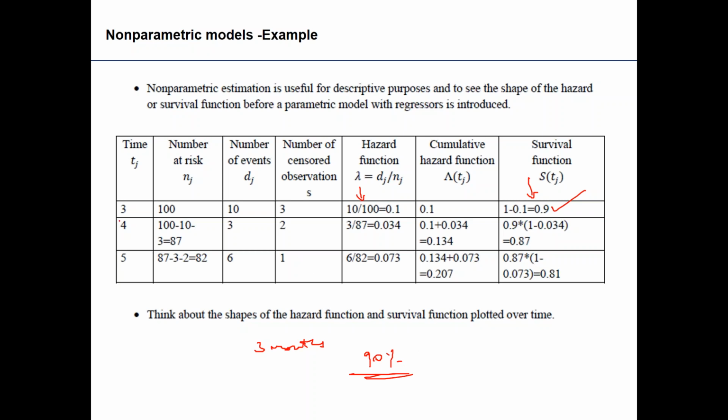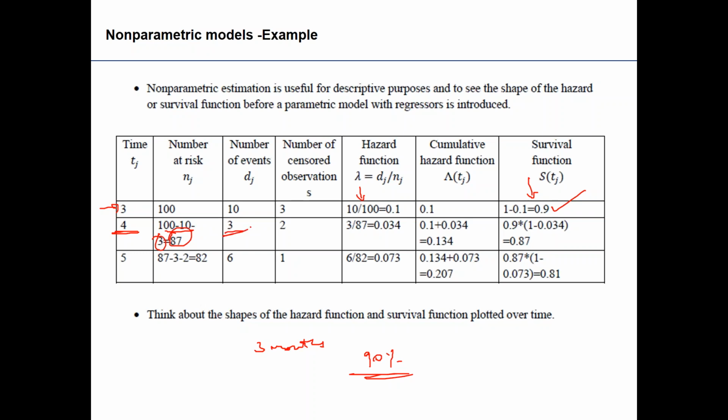So let's say after the 3rd month, I'm now looking into the 4th month, the next interval. Now my total number of subjects reduces because I have to remove the 10 people who have got jobs, and I also have to remove the censored data. I don't have any information about them, right? So I now have only 87 subjects.